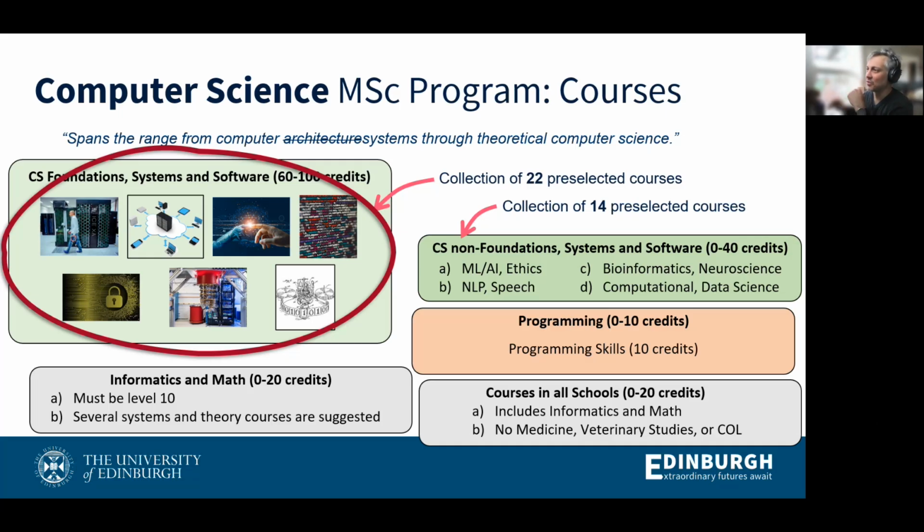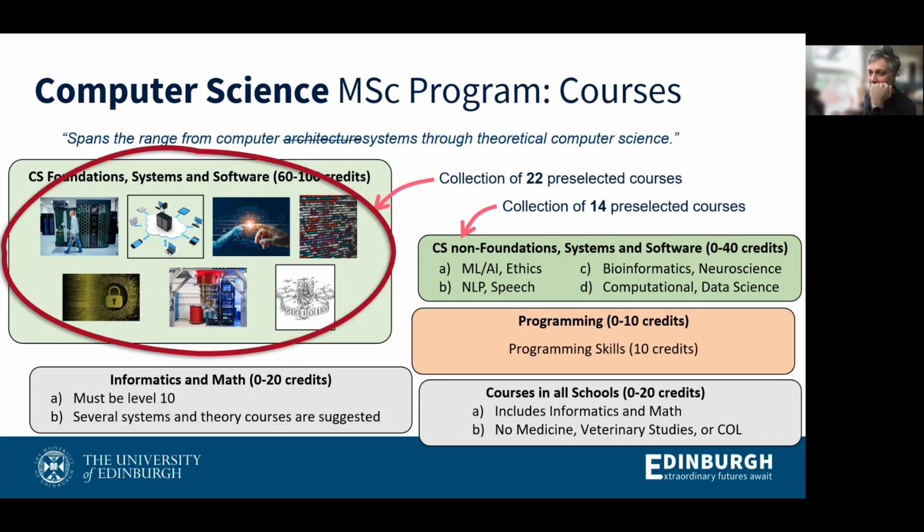Then there is another group of courses called CS Non-Foundation, System and Software. This includes courses such as ML, AI, ethics, NLP, speech, bioinformatics, neuroscience, computational data science. In this group of courses, you can select between 0 and 40 credits. So you can also select 0, so no course. And here, usually there are around 14 courses.